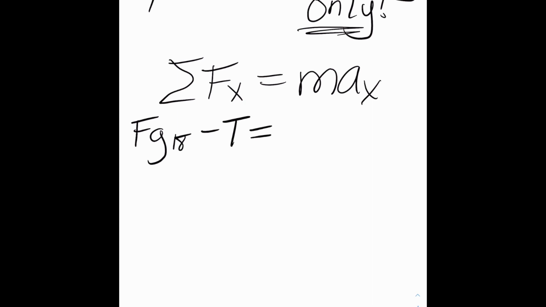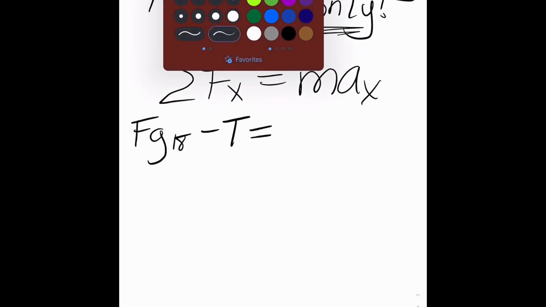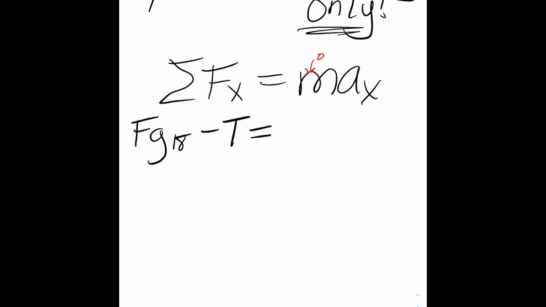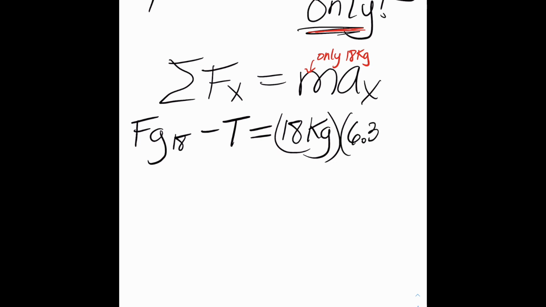Okay, mass, once again, like I just said, only 18 kilograms, because of how we defined the system. It was block 18 only. So we're saying 18 kilograms times, what was the acceleration? 6.31? Yeah.